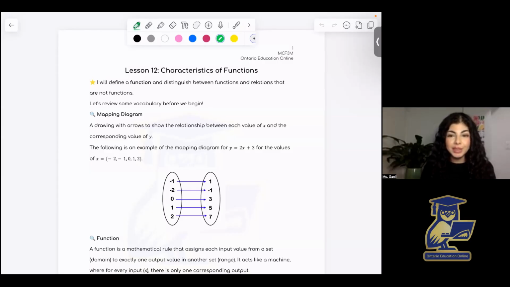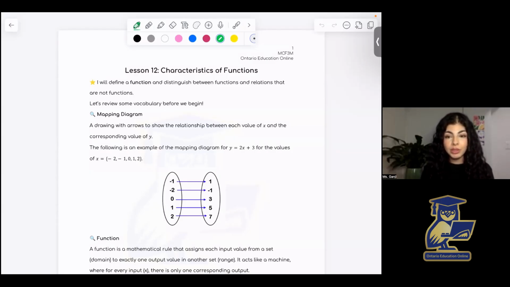Welcome to Unit 2. Congratulations on finishing Unit 1, and I hope you learned lots about quadratics. And if you had any questions, I hope you have clarified it before starting this new unit. But welcome to our first lesson, Lesson 12, and we are now learning about characteristics of functions.